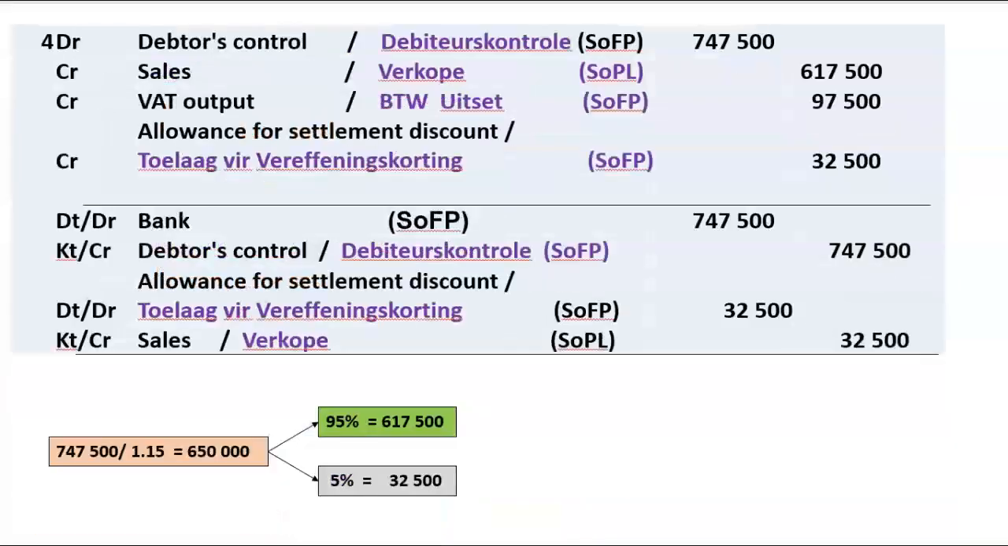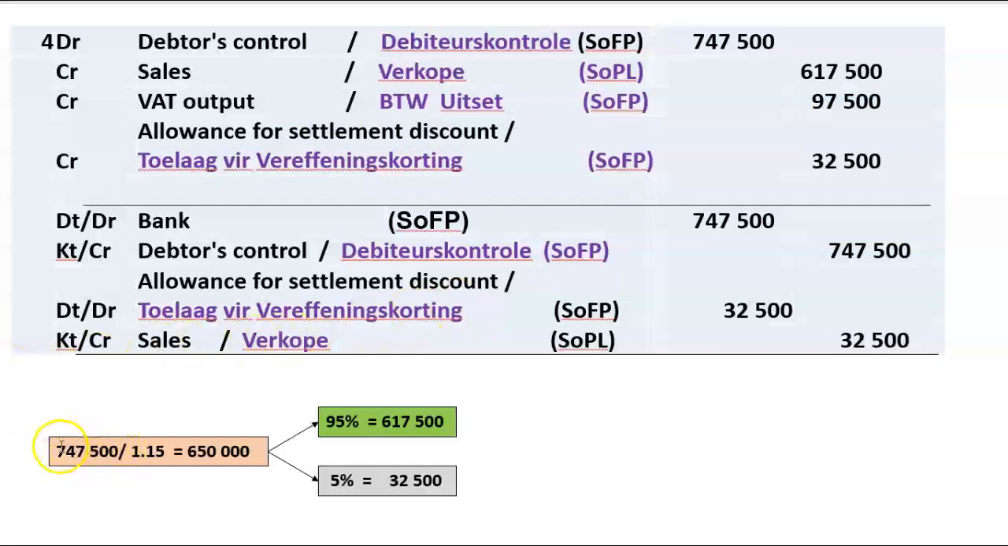So what are we going to do? We're going to debit the debtors control account with the invoice value. What are the steps we're going to follow? Step 1, determine the invoice value. Step 2, take out the VAT. Step 3, determine the VAT exclusive amount. Break it down in its two legs. 95% of the VAT exclusive amount will be posted to my sales. 5% of the VAT exclusive amount will be posted to an allowance for settlement discount statement of financial position account, 32,500. Right. The only other thing that I still have to record is the VAT.